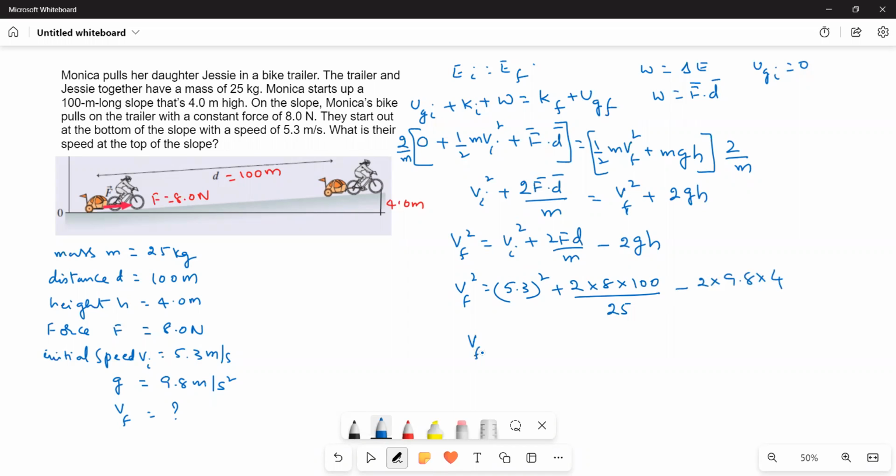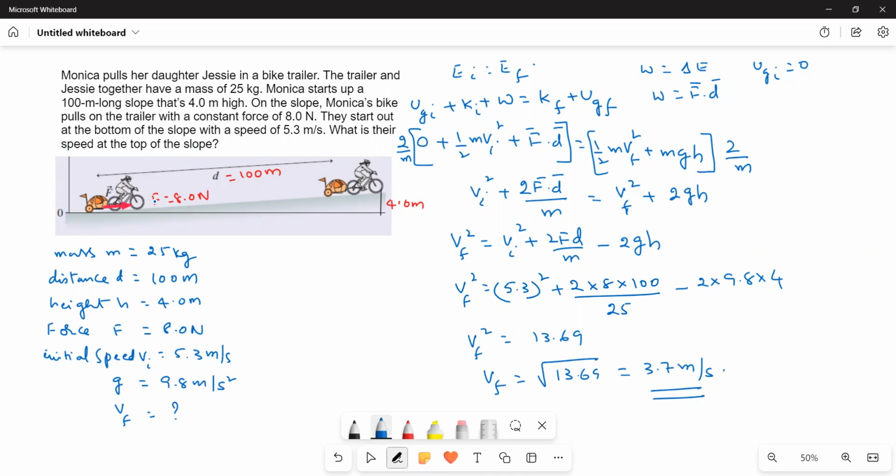Therefore Vf square is equal to 13.69. Vf is equal to the square root of 13.69, that is equal to 3.7 meters per second. Okay, here what is happening is, we are taking the entire system as an isolated system.